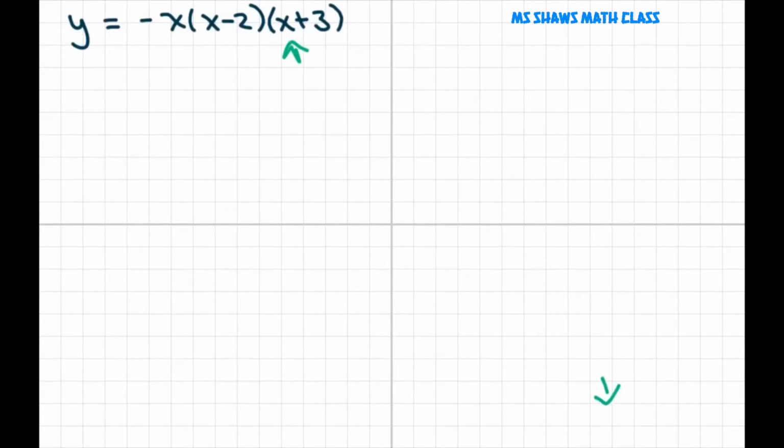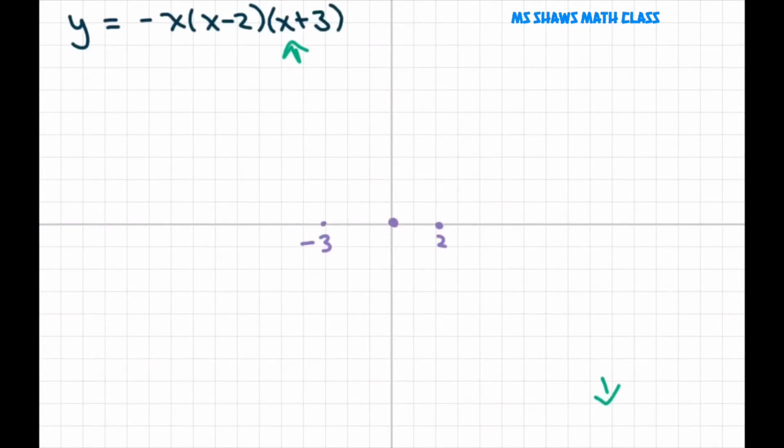Now let's plot some of our information. We have 0 here, the y-intercept as well, 2, and negative 3, 1, 2, 3. Now in this video, we're not going to worry about min and max. That's for another video. So we're just going to sketch the graph, even though we're on a grid here. We're going to sketch the graph and not worry about that part. We want the general shape.